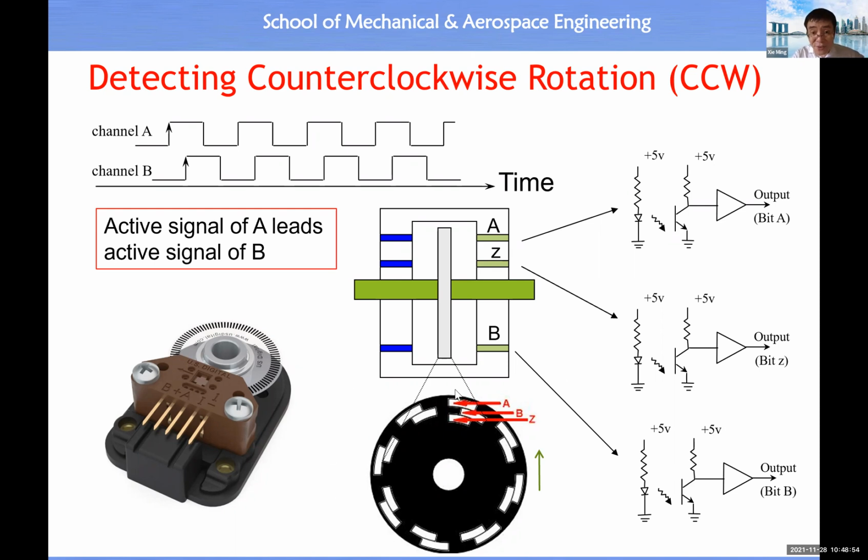Assume these three pairs of light emitter and light detector are aligned together. Immediately you see the hole from track A will appear between the light detector and the light emitter first, followed by B. So it means what? Signal A will lead signal B. Then conceptually, you immediately understand that when signal A leads signal B, the rotation is counterclockwise.